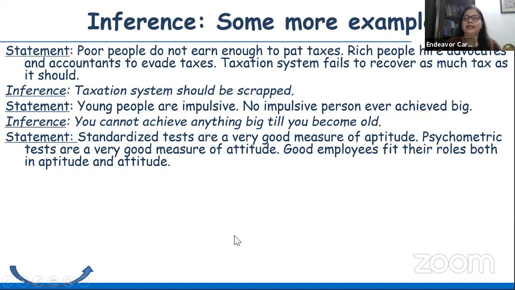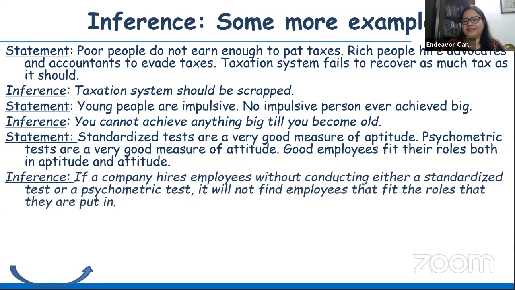Next, standardized tests are a very good measure of aptitude. Psychometric tests are a very good measure of attitude. Good employees fit their roles both in aptitude and attitude. Okay. Standardized tests are a very good measure of aptitude. Psychometric tests are a very good measure of attitude. And if you're a good employee, you fit your role in both aptitude and attitude. So can this be my inference? Let's first figure out what is cause and what is effect before looking at the inference.